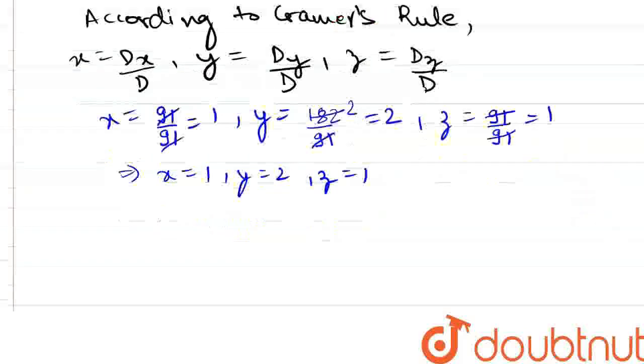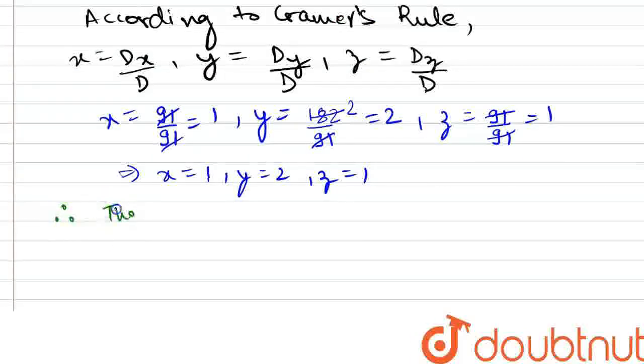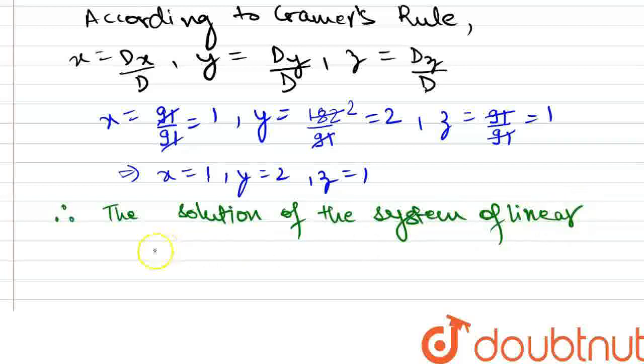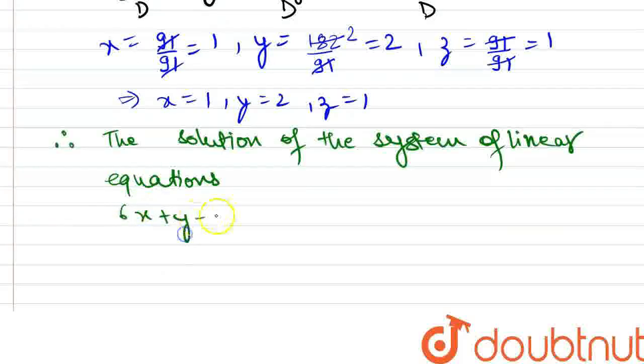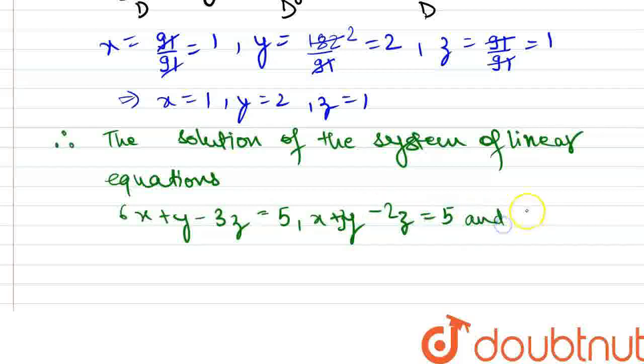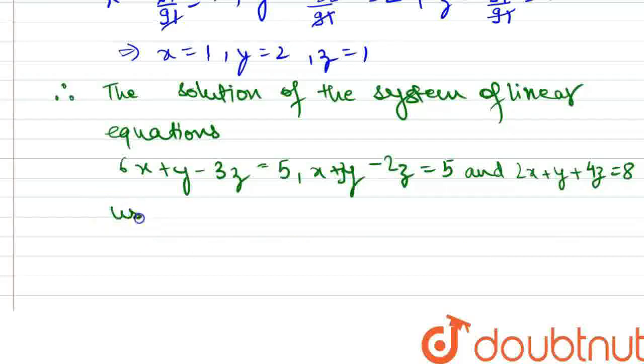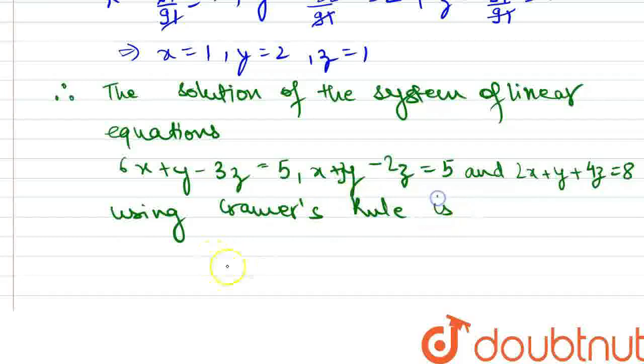So we can write our final conclusion that therefore the solution of the system of linear equations 6x plus y minus 3z equals 5, x plus 3y minus 2z equals 5, and 2x plus y plus 4z equals 8 using Cramer's rule is x equals 1, y equals 2 and z equals 1.